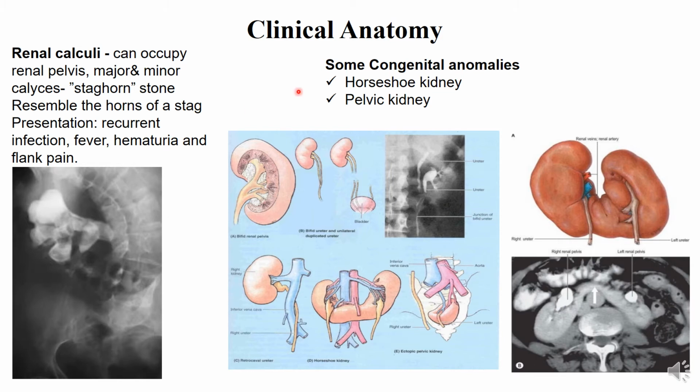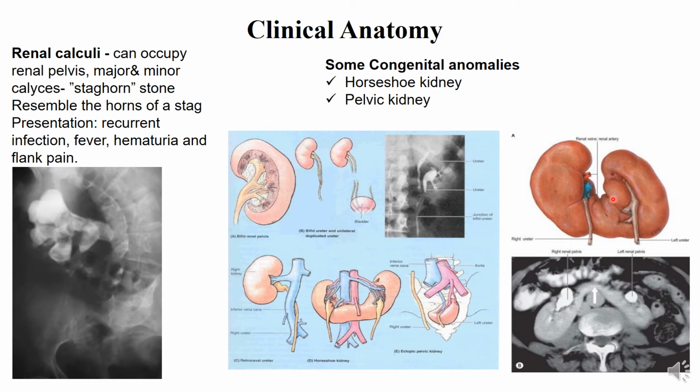The other clinical aspect that I want you to know about the kidney is some congenital anomalies about the kidney. First of all, I want you to know that kidneys are close together in the embryonic pelvis. So in the embryo, the kidneys are located in the pelvis and they are close to each other. What happens sometimes is that the inferior poles of the kidneys fuse together and they form a U-shaped kidney, or what is called the horseshoe kidney.